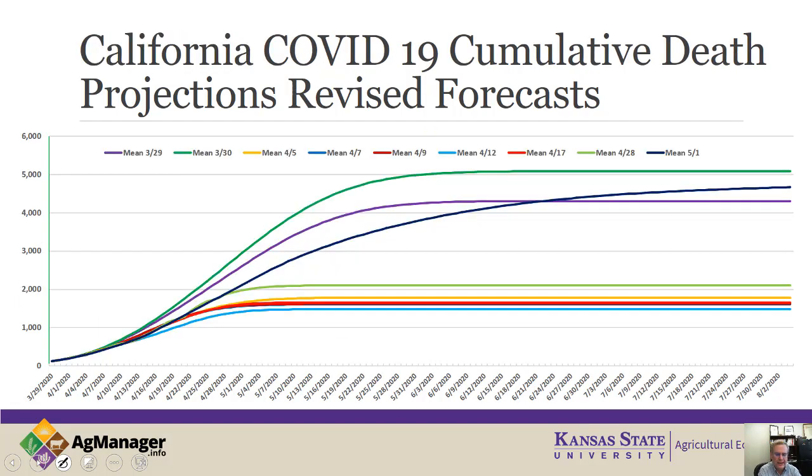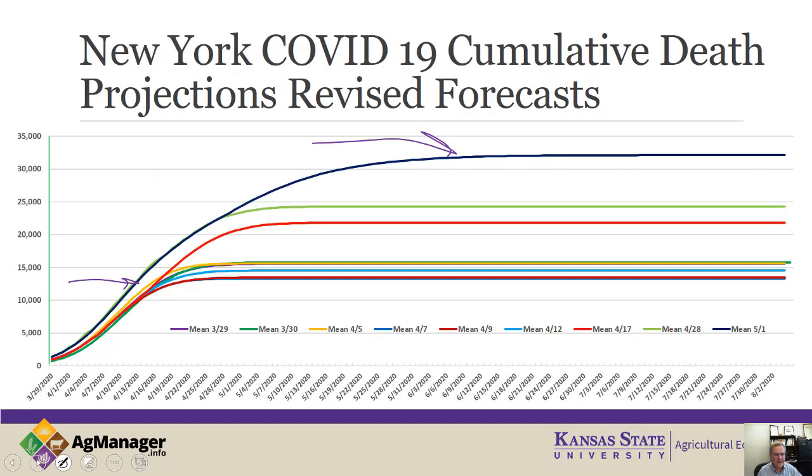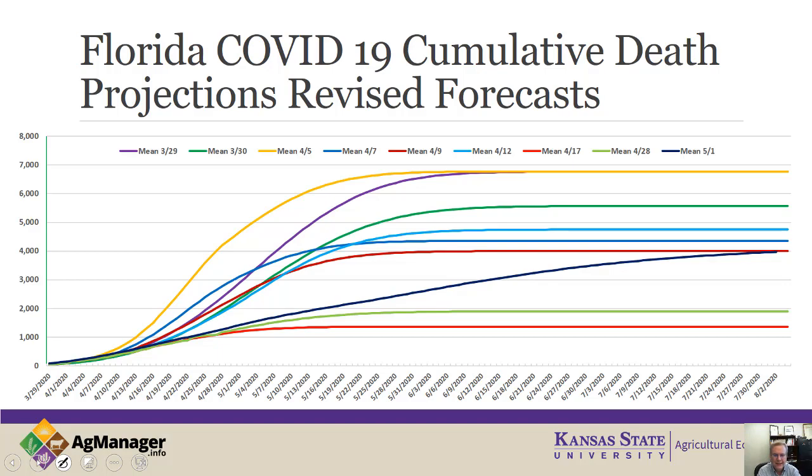In terms of California, again it moved up originally, then it moved down and stayed in that range between 1,000 and 2,000, but with the more recent estimates, the cumulative death forecast is now going up to above what it originally was. In terms of New York, again, you can take a look at that, but Florida, same type of thing in terms of the original model.